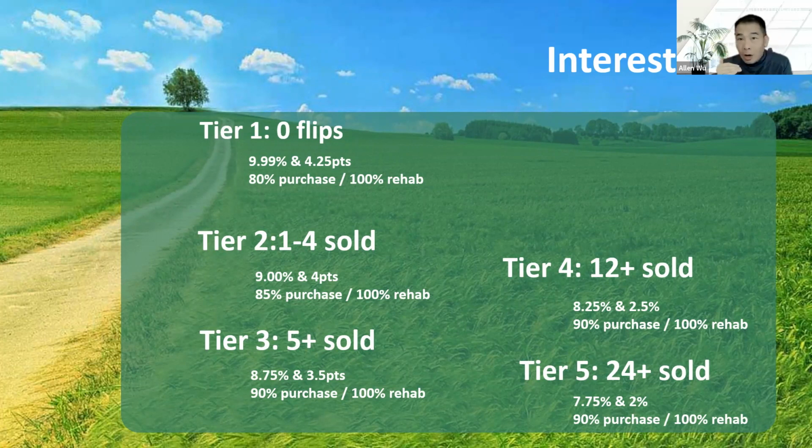Now look at the purchase dollar. They can get 85% purchase money and 100% renovation. So now you can get more money, which means that you can do more deals and so on and so forth. Now you can actually look at all these numbers that you can see.